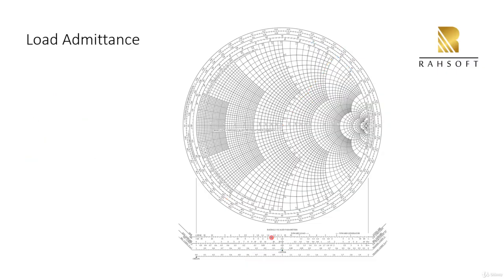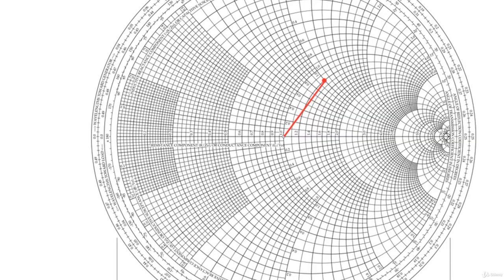The next question is we want to find the load admittance. So for the load admittance, I'm going to again show my impedance here. I'm going to draw a straight line from the center to my impedance. Then I will continue this line, which is straight, to the other part, with the same length, so this length should be equal. And eventually at the end, I'm going to find my admittance.